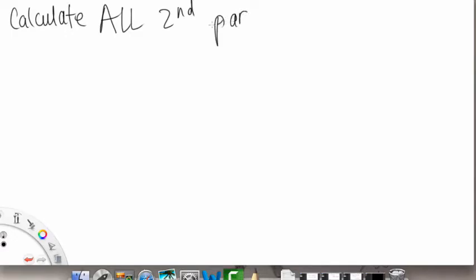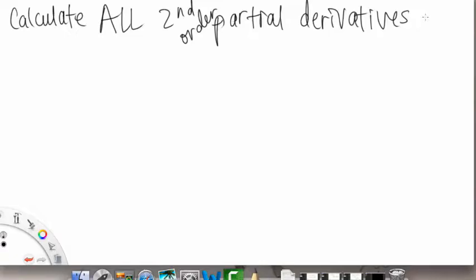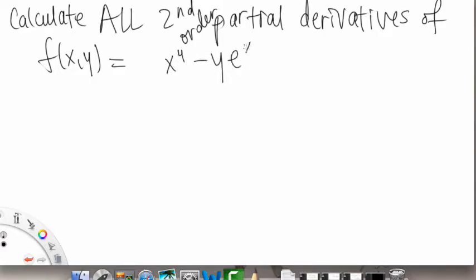Alright, so let's practice taking the second derivatives here. So what we're going to do is calculate all second partials or second order partials, whatever you want to call it. Partials meaning partial derivative. Oh, hold on. Let me write that nicely. Partial derivatives. There we go. All second order partial derivatives of, and then I'll give you the function here, f of x comma y is equal to x to the fourth minus y times e to the x.